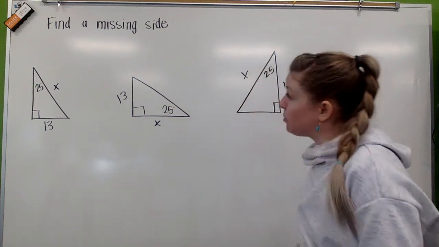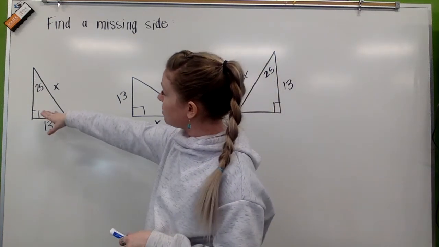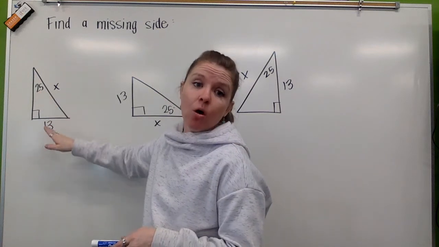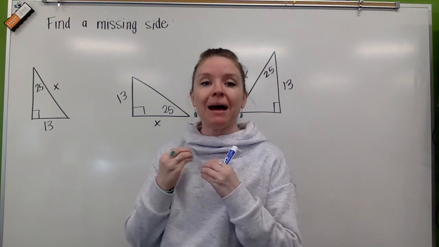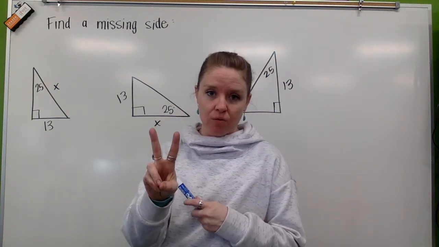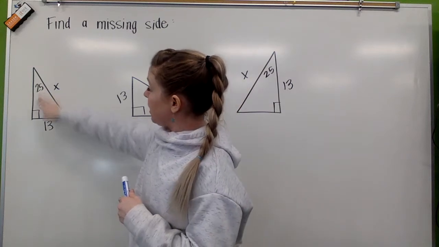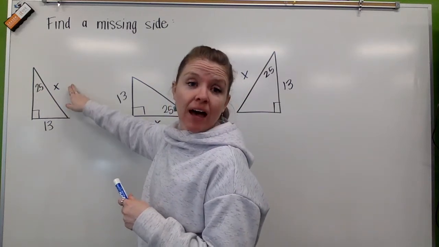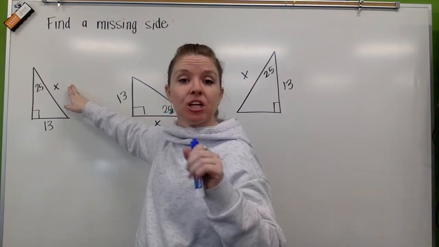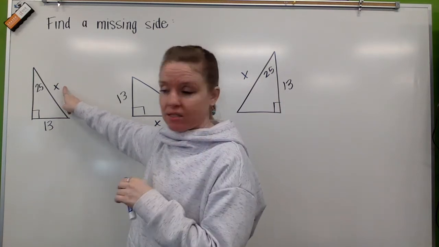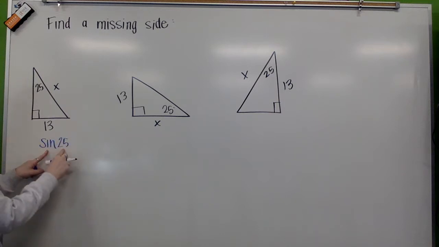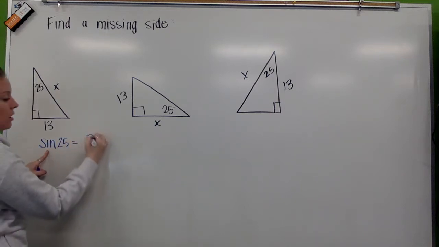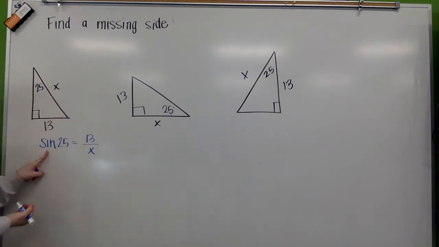So, for my first example here, I have a right triangle. I have one angle that's 25 degrees, one side that's 13, and an unknown side, x. So based off of my angle, I need to know what two sides I know. Since my angle is here, I know the opposite side and the hypotenuse, which means I'm going to use sine to solve for x. And I'm going to set this up just like we did, but now we're given our angle of 25 degrees. So this is the sine of 25 equals opposite over hypotenuse.